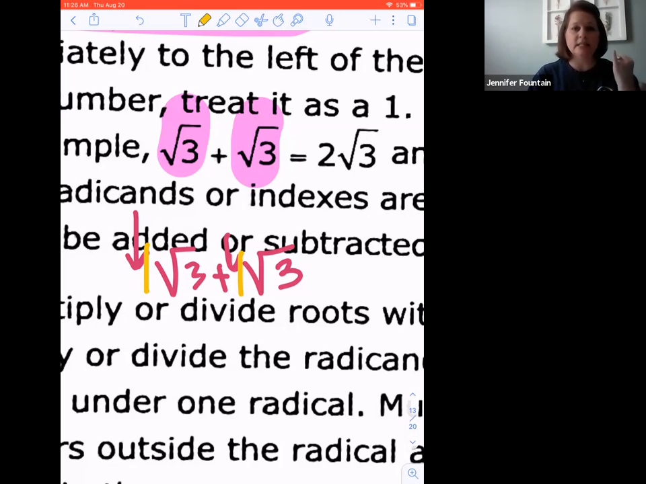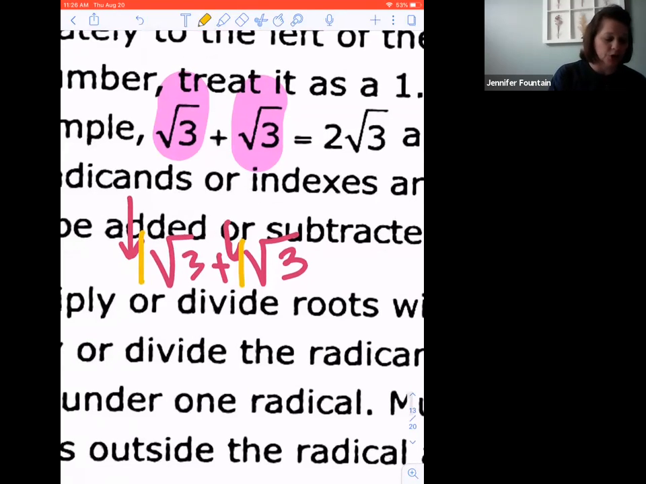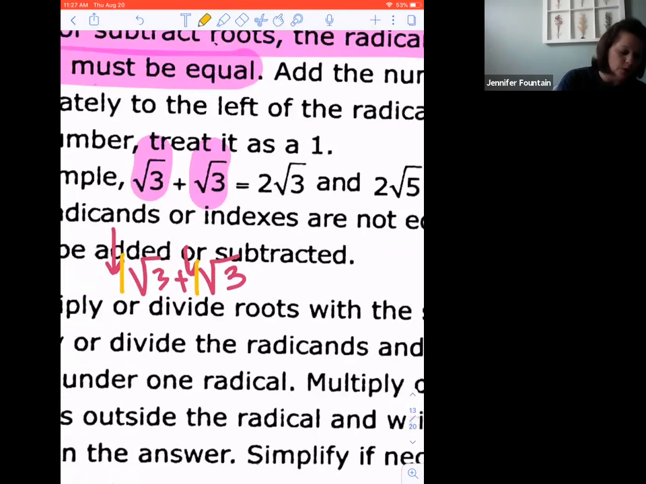As long as the index and the radicand are the same, then I can add them together. And like I said, if there is not a number in front of the radical sign, I understand that to be a 1. So that's what we had just looked at here, where if I have the square root of 3 plus the square root of 3, I understand that's the same as 1 times the square root of 3 plus 1 times the square root of 3.